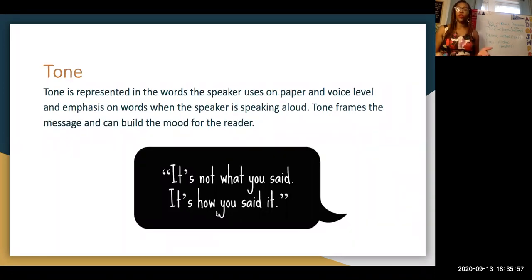Tone. So tone is represented by that speaker's attitude too, right? But it's represented through diction. So what choices of words did they use in order to convey how they feel about the subject? I'm sure you've heard this before: it's not what you said, it's how you said it. Like you said it in a certain way that made me feel this way. So tone can set the mood for your audience. So your speaker has to be very thoughtful about the type of diction that he or she or they use, okay? Tone frames the message.